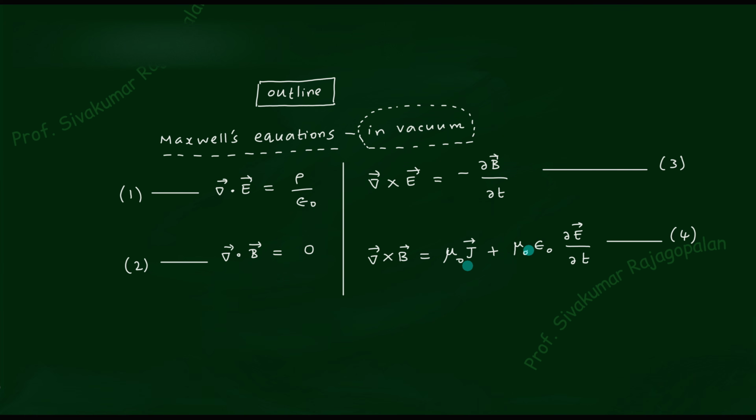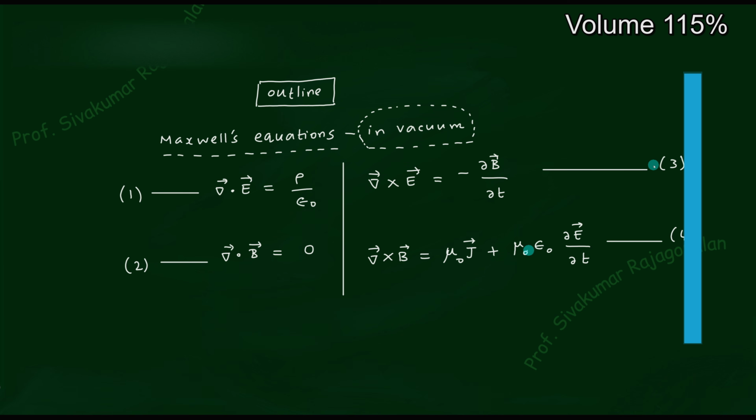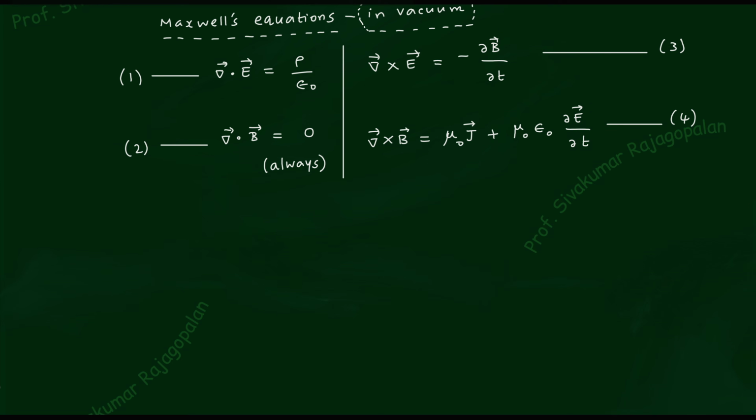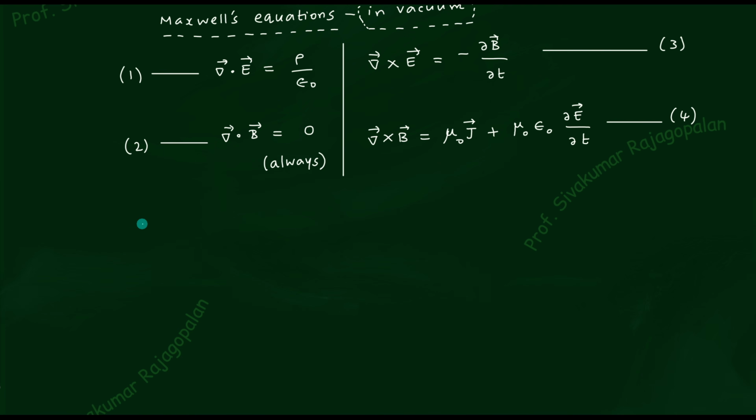So if you do like that, then mu naught into J will be staying on the right hand side. Therefore, as long as there is a current density present in the system, the right hand side is not equal to 0, and therefore equation number 4 is an inhomogeneous differential equation. So now it is clear, right? How many homogeneous equations are there? How many inhomogeneous equations are there? Equation number 1 is inhomogeneous, equation number 4 is inhomogeneous, whereas equation number 2 and equation number 3 are homogeneous differential equations. So the divergence of B is always valid. That is what I am trying to say, irrespective of whether it is vacuum or not.